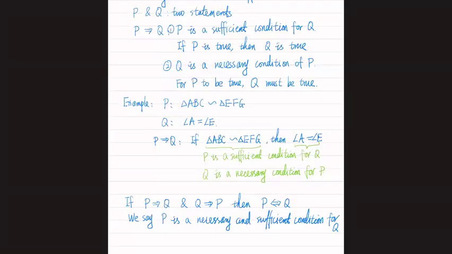Okay, so a little bit abstract, but we will see more examples of this necessary and sufficient condition. So this, as the name suggests, is a sufficient condition. If P is true, Q must be true. So P is sufficient for Q. If P is true, Q must be true. Q is a necessary condition for P. So necessary and sufficient.